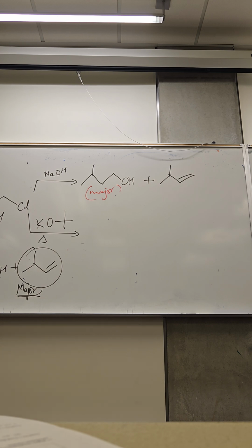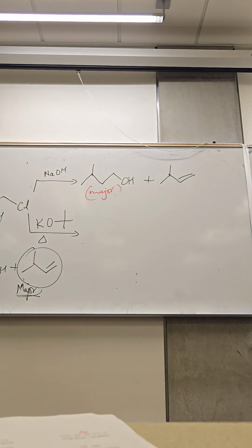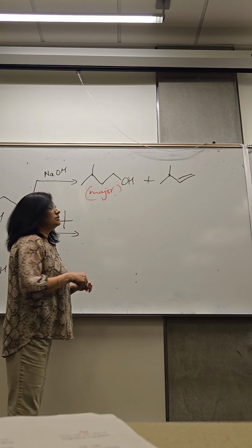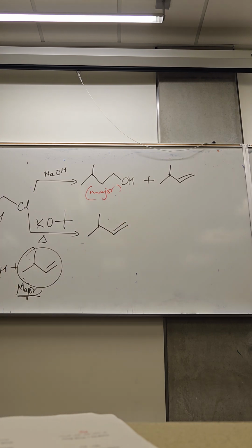Are you all with me so far? But then what about this guy, potassium t-butoxide? Is that a good nucleophile? No, it's not a good nucleophile because it's so bulky. Because it's so bulky, it can't do substitution as well. So if it cannot do SN2, what will it do then? E2. So what will be the major product? Agreed? Is everybody following the thought process here?